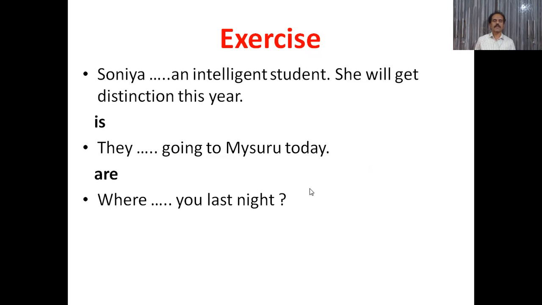Yes, the third sentence is coming. Where dash you last night? Here the first word is where, a WH word. We cannot decide the subject from it. So where is the subject then? Here is the subject. Generally, in WH word questions, the subject comes after the verb. Fine. Where dash you last night?